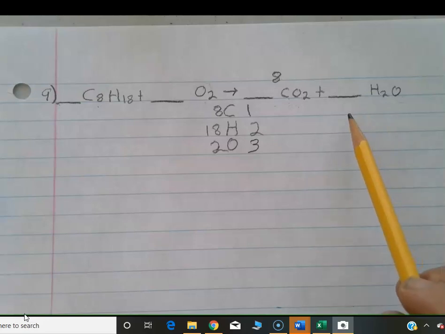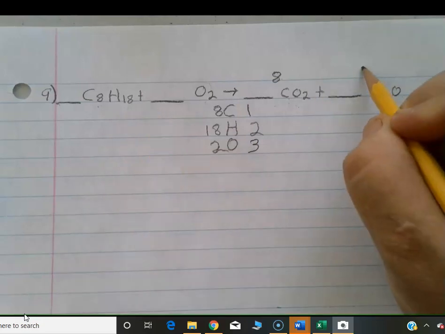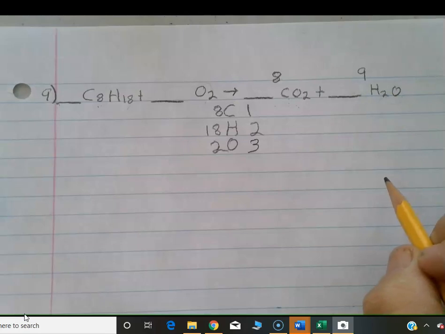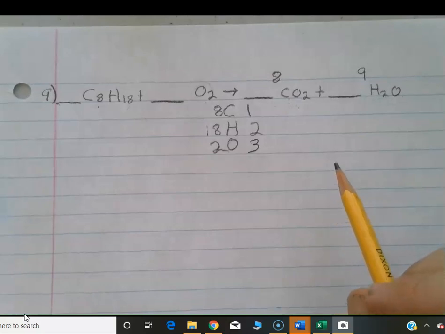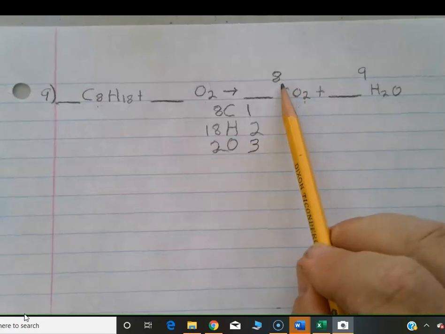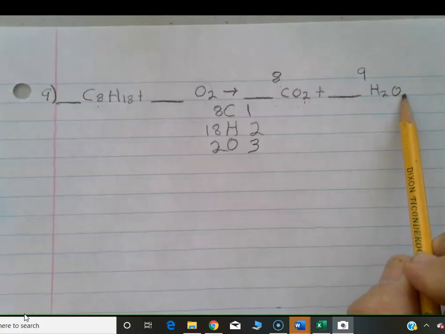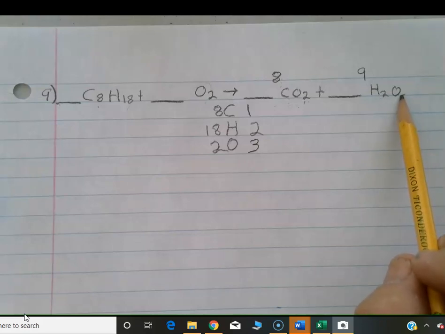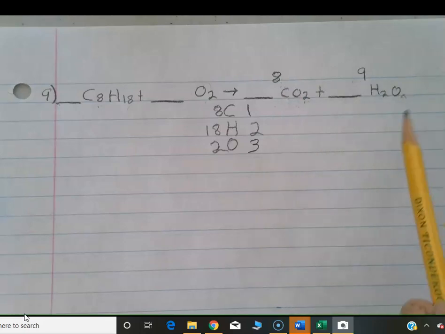So hydrogen, I have 2 there, and I have 18 there. If I want those to balance, I need to multiply this by 9. 9 times 2 is 18. Okay, so I have 18, 18. Carbons are in balance. So let's see, our oxygens now are 8 times 2 is 16. Okay, be sure you follow that. 8 times 2 is 16. 9 times 1 is 9. So 16 plus 9 is, excuse me, 25. Sorry. 25. So 16 plus 9 is 25.